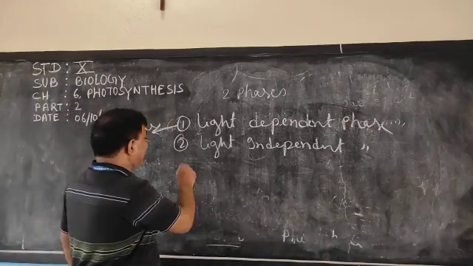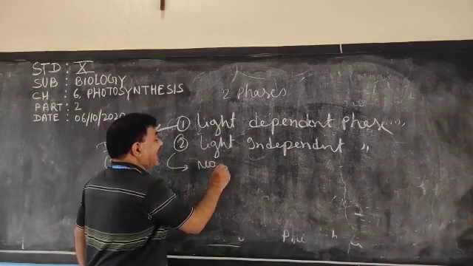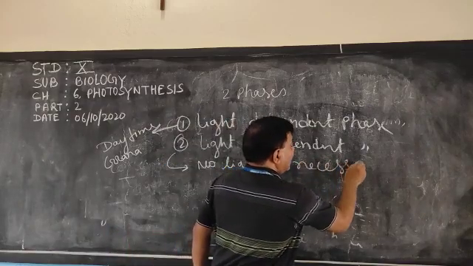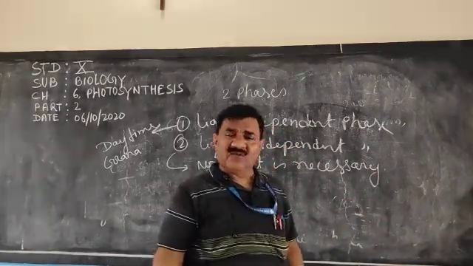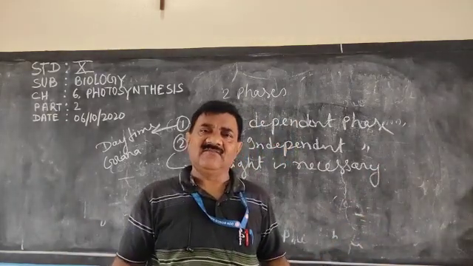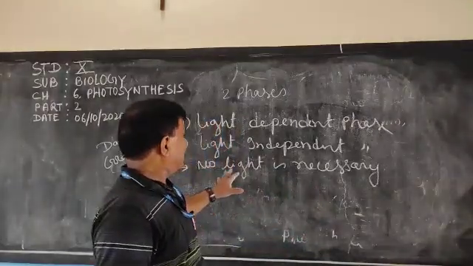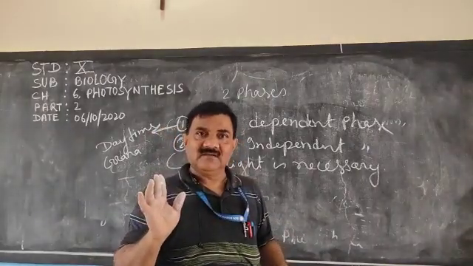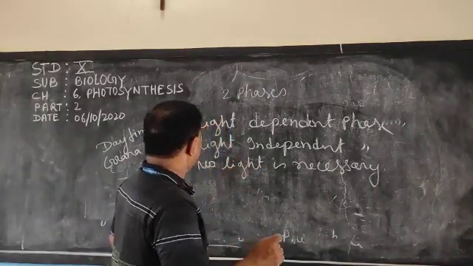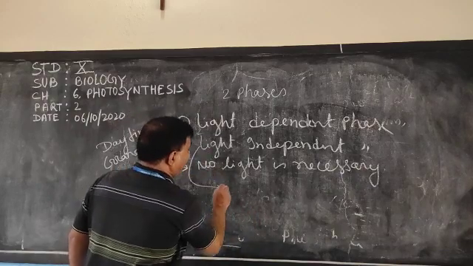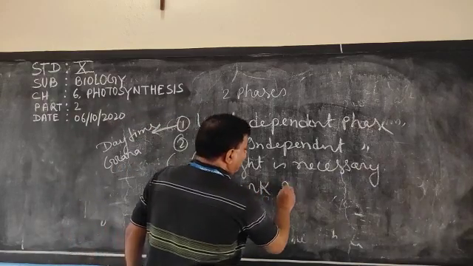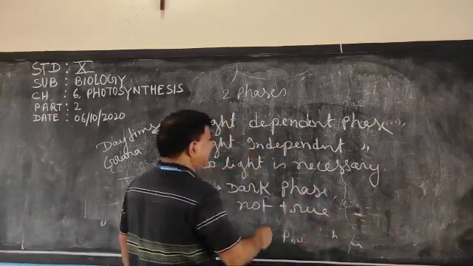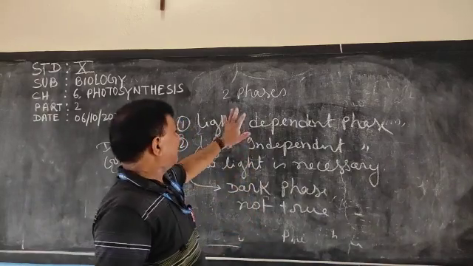And for the light independent phase, no light is necessary. Does it mean it takes place during night time? No. During day and night both it takes place, but it does not require light, so it is called the light independent phase. Earlier it was called the dark phase, which is not true. Simply, it does not require light, while the other requires light.